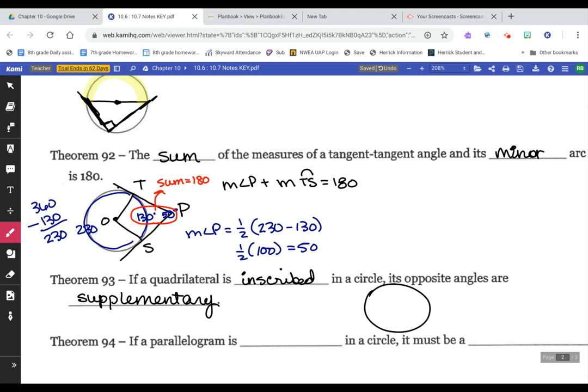So if I had a circle and this, try to draw it out, and it was A, B, C, D. So angle A plus angle C is equal to 180, and angle B plus angle D is equal to 180. All right.